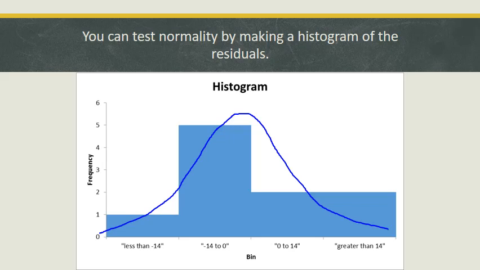Those are the problems. And if you do happen to have a very non-normal histogram, then it doesn't have to be the end of the world. The central limit theorem can be your friend. A large enough sample size makes everything normal in the end. So even if you have a very non-normal histogram, if your sample size is quite large, then you won't have a problem with your analysis.